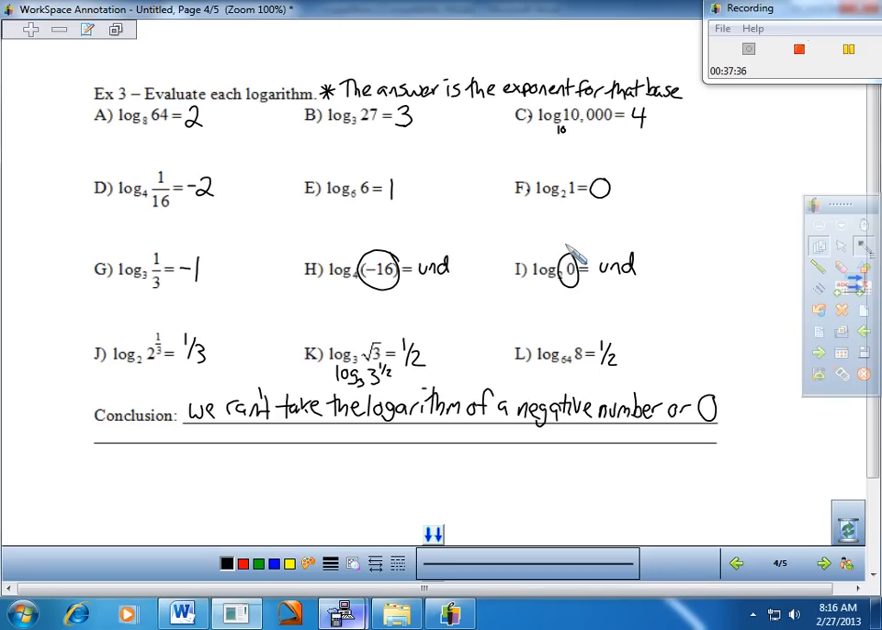That's different than right up here. I can take the logarithm of 1/16. I can take the logarithm of 1. And we'll expand on this on the next lesson, of course. Also, just FYI, don't forget roots can be written as exponents.